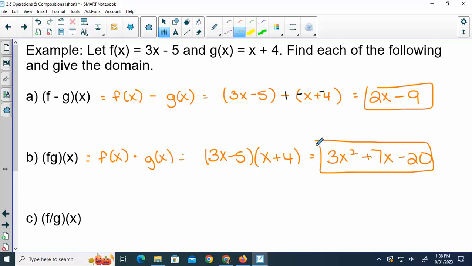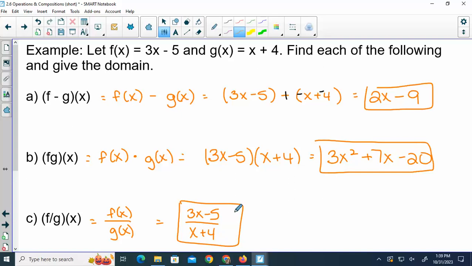C. What would we do there? We're just doing f of x divided by g of x. So f is 3x minus 5 divided by g, which is x plus 4. If they are, if you have like 8 over 4, I expect you to divide them. If something like this, you just leave it as that fraction.